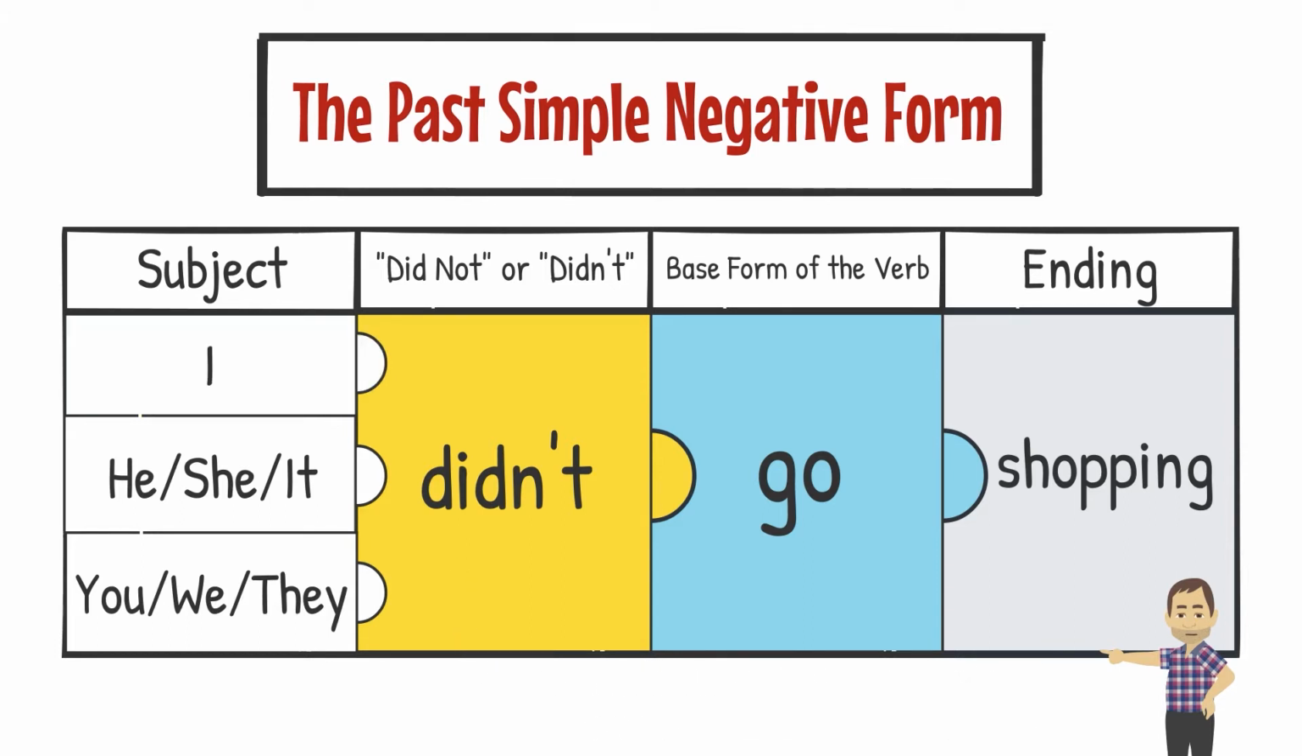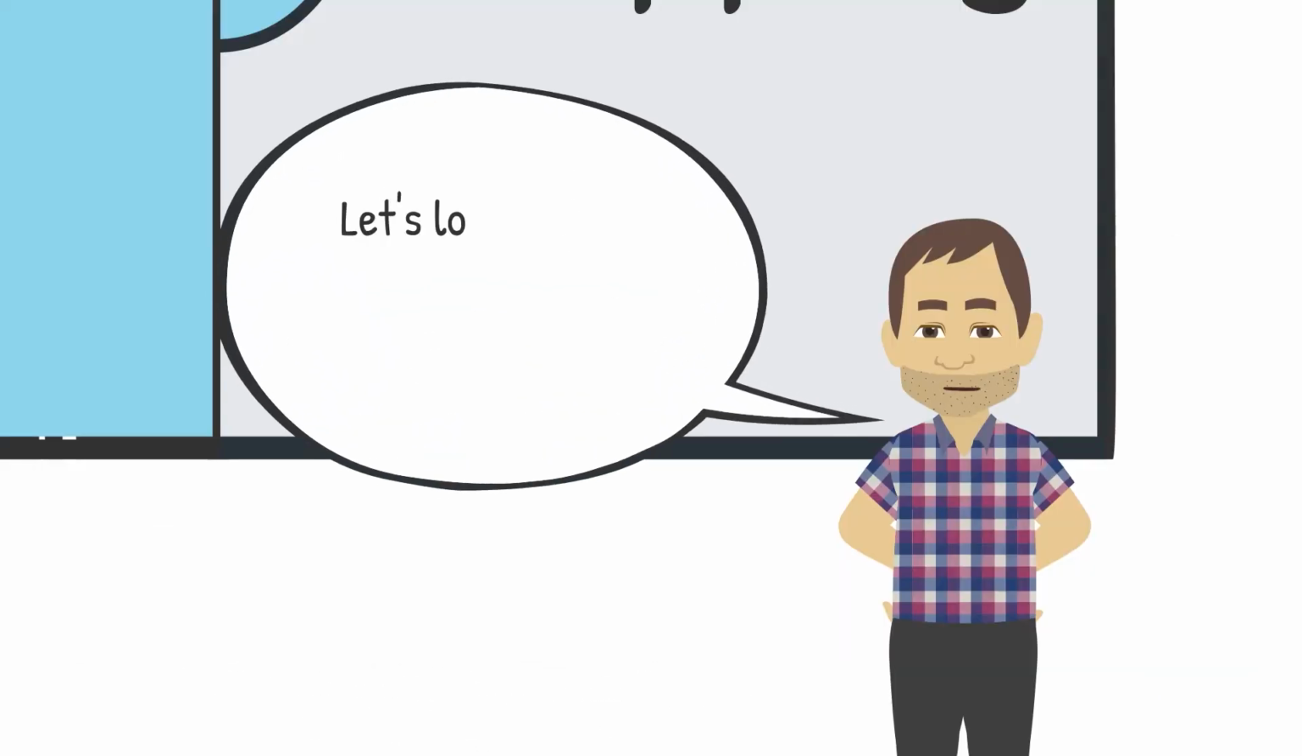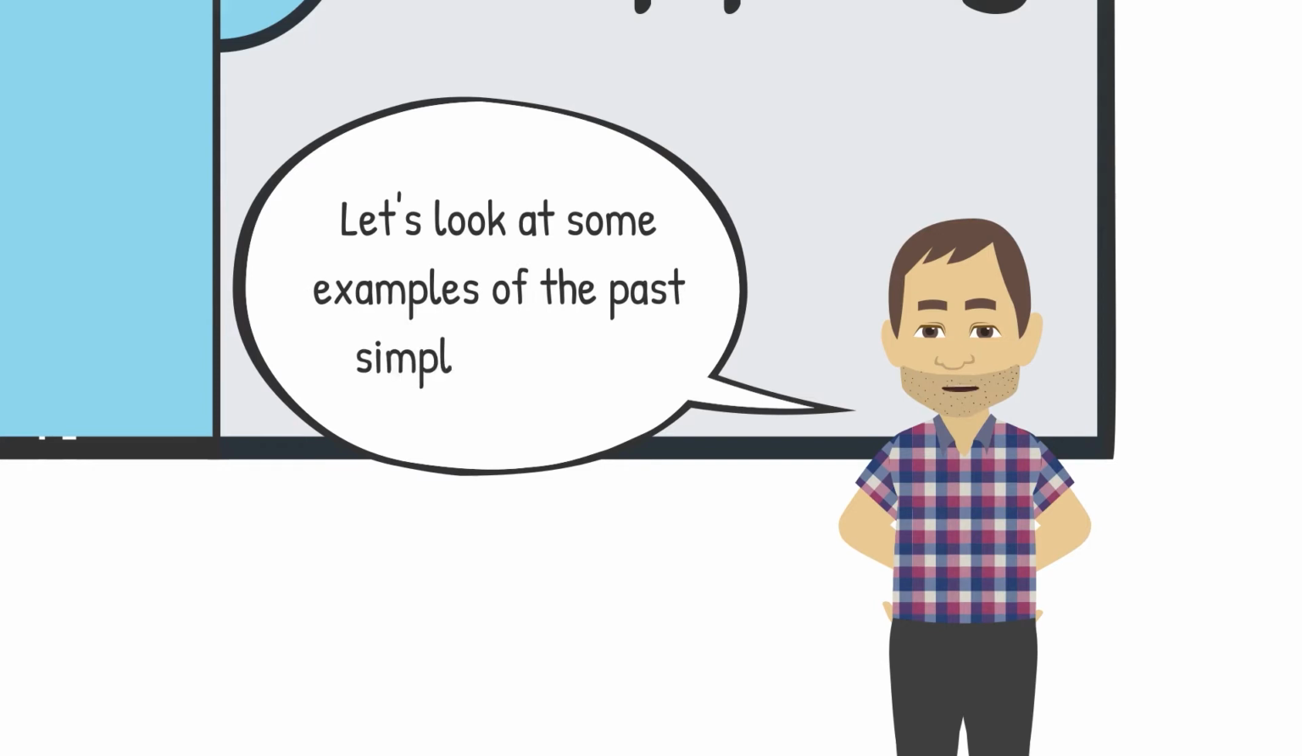I didn't. He didn't. She didn't. It didn't. You didn't. We didn't, they didn't. The base form of the main verb is used in the past simple negative tense. Let's look at some examples of the past simple negative.